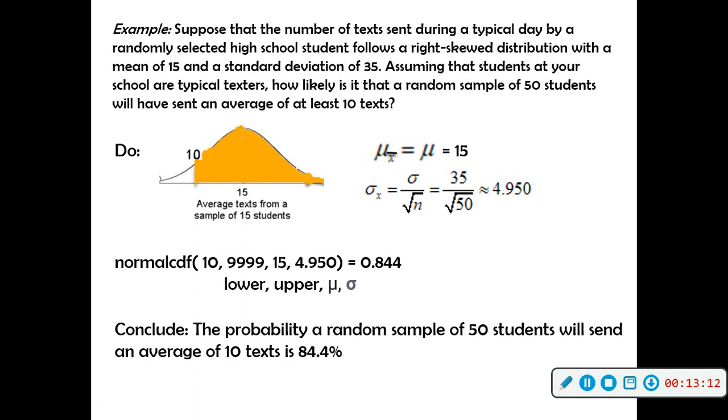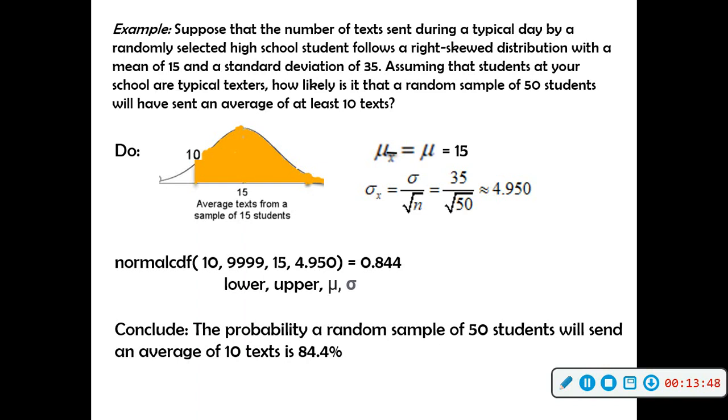From there, well, this is a normal curve, so I get to just use normal CDF here, right? With my lower bound being the average of 10, my upper bound being infinity, but we can't do that, so 9999. Our mean being 15, and our standard deviation being 4.95, making sure that we label those because we're good AP Stats students. We find that that's about 0.844. So now we conclude in context. The probability that a sample of 50 students will send an average of 10 texts is 84.4%.